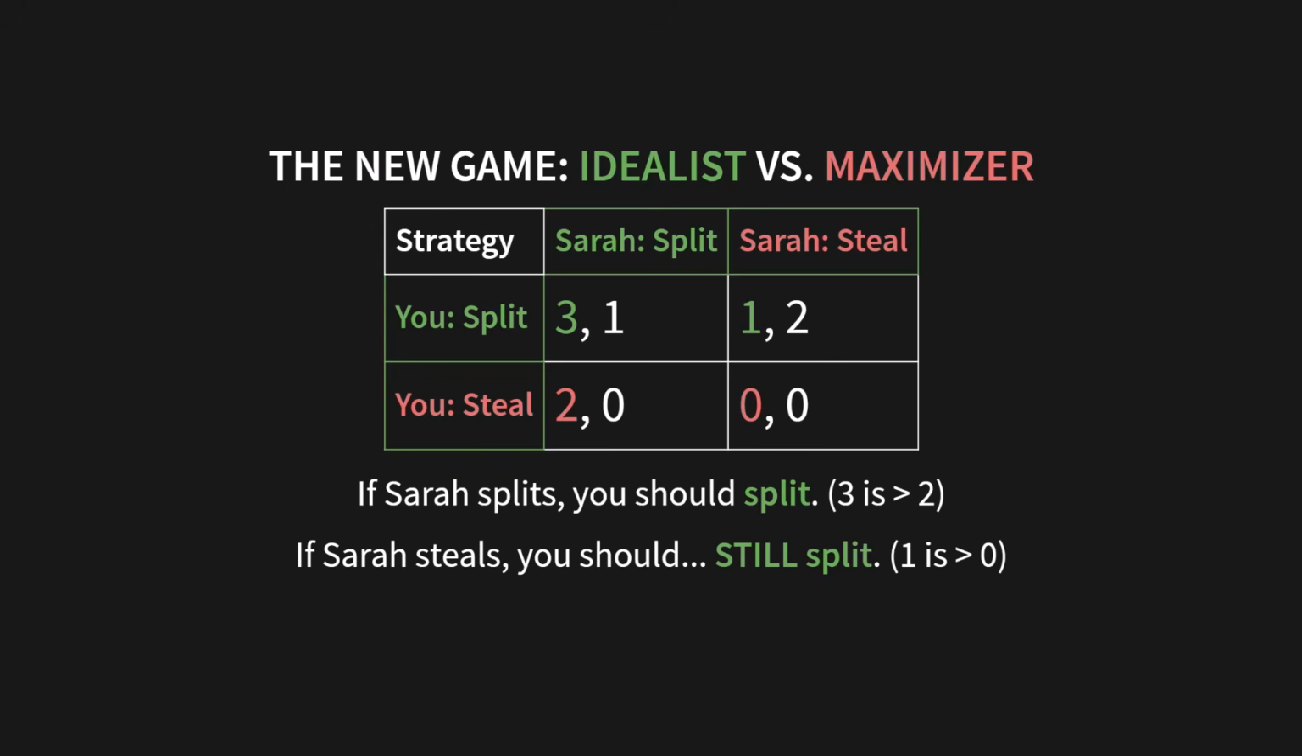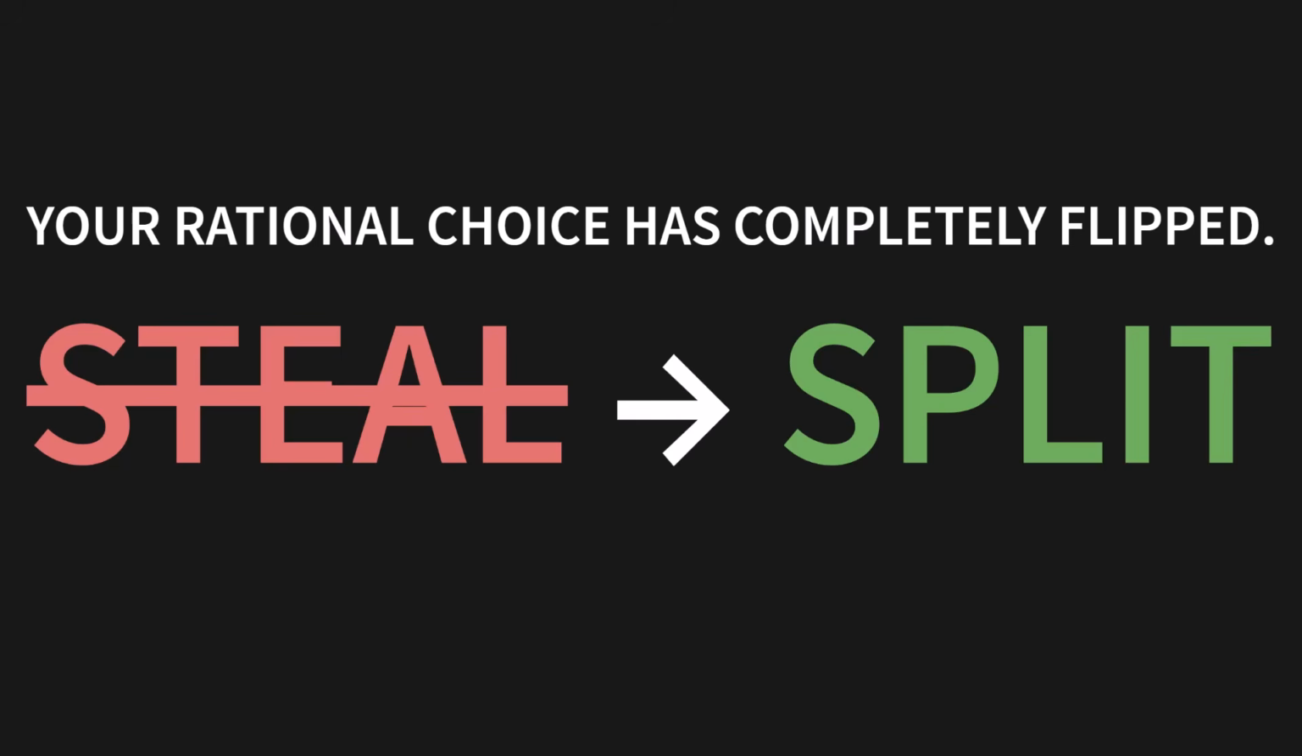Okay, but what if Sarah steals? If you split, you get betrayed, but walk away with your integrity, which has a payoff of 1. If you also steal, you both fail, which is a payoff of 0. Well, 1 is better than 0, so you should still split. Your rational choice has completely flipped. It went from steal to split.